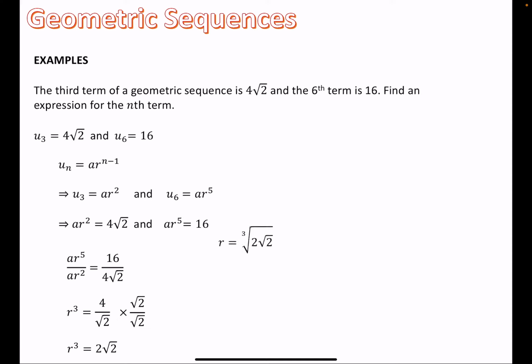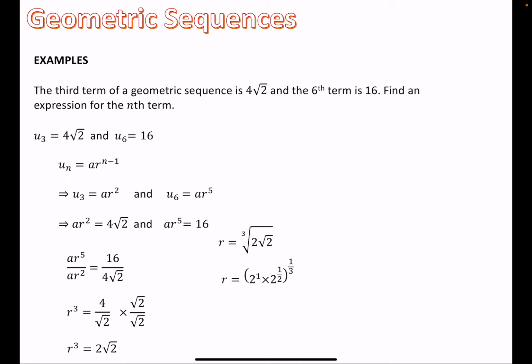Then we cube root both sides. This is where it gets slightly more complicated. Okay, and we have to think of this in the most appropriate way. We're dealing with this in terms of indices. Cube root basically means to the power of a third. Square root means to the power of a half. So we're going to put all of these things in index form. We have 2 times root 2, and 2 is just 2 to the power of 1. Root 2 is 2 to the power of a half.